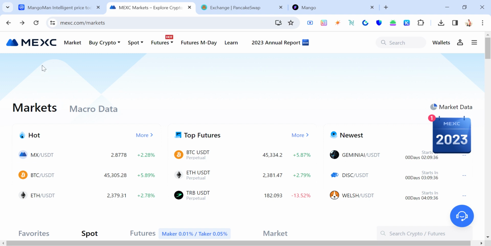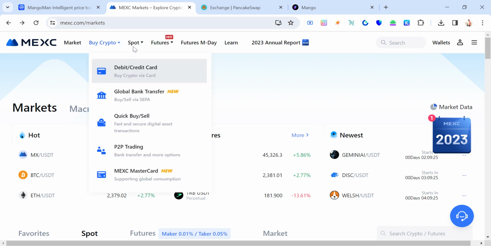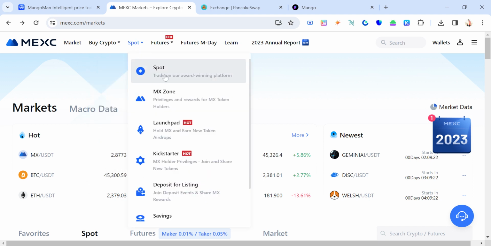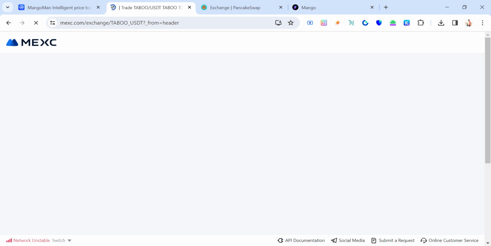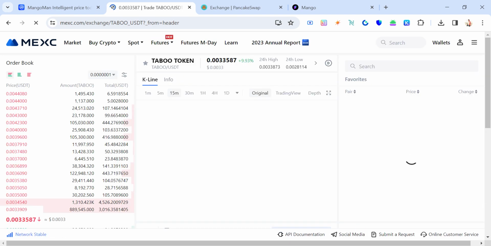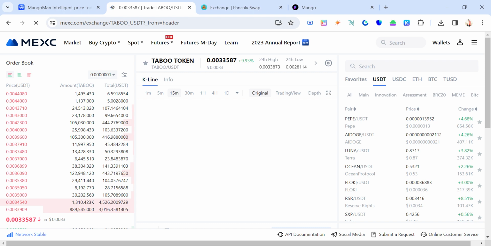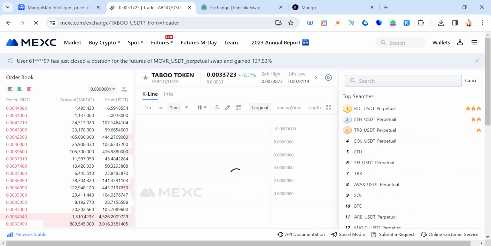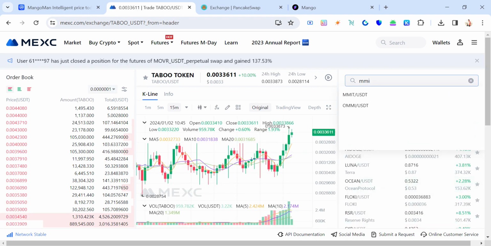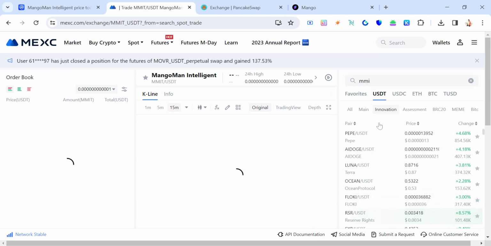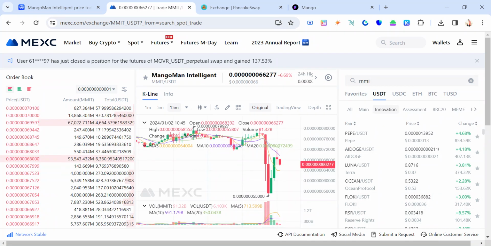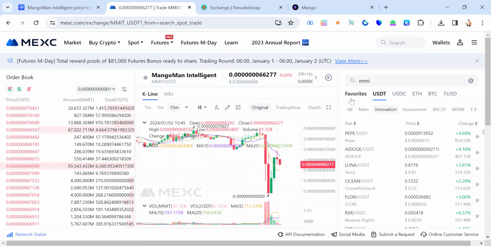So what you have to do is, after creating an account on MEX, you will need to either buy USDT or transfer it from some other centralized exchange or from your other crypto wallet. Once you have USDT in your MEX spot wallet, all you have to do is go to spot over here, and then in the token search you will need to search for MMIT. So I will go and search for MMIT. Now as you can see, MangoMan Intelligent has shown up.